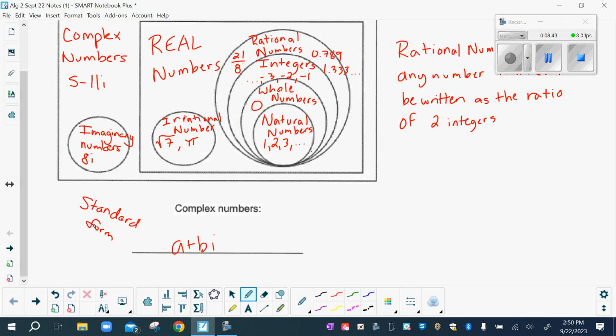In the standard form, the a is the real part, and the bi is the imaginary part. The complex numbers have a real part and an imaginary part.